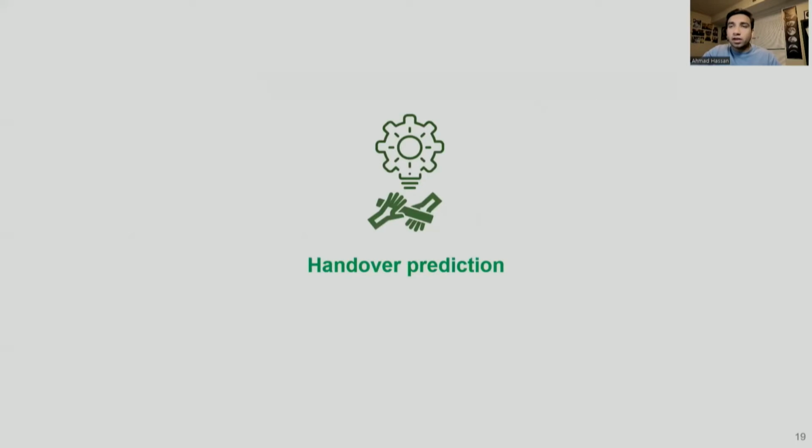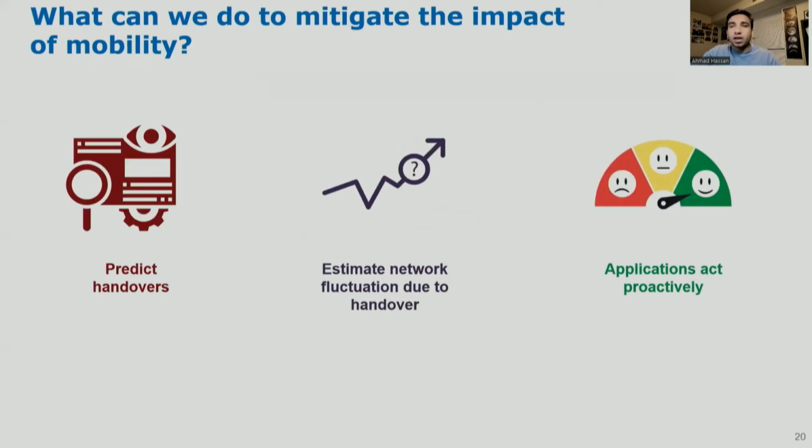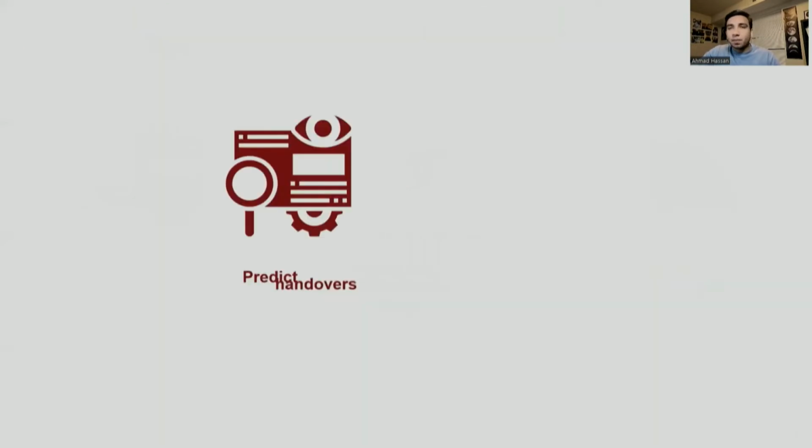Next, we investigate the handover prediction problem in the context of 5G. And the first question is, what can we do to mitigate the impact of handovers? So we argue that if we can predict handovers and then estimate the network fluctuation that is caused by these handovers, then the applications can act proactively to reduce the performance degradation that is caused by these handovers.